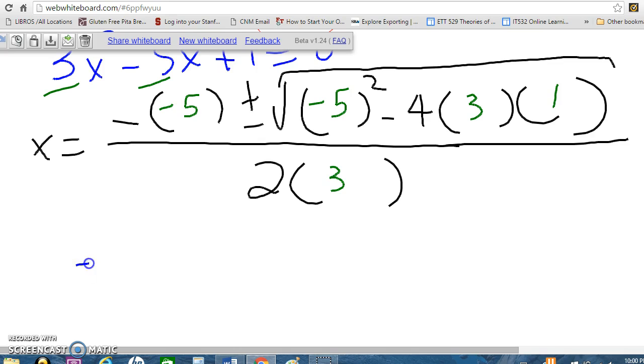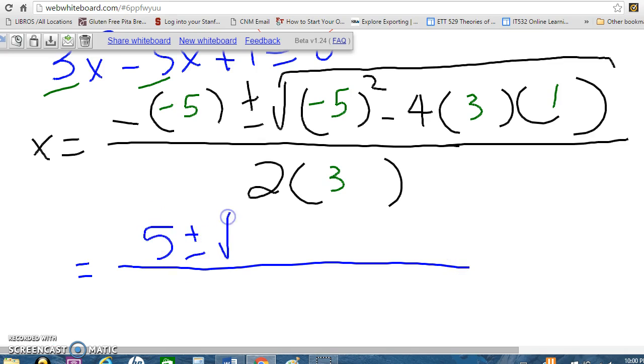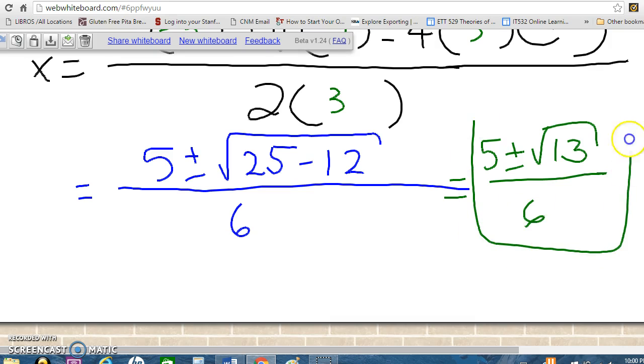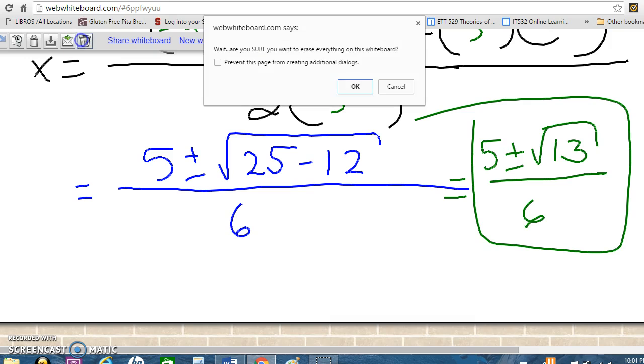So we have that this is the same as having 5 plus or minus the square root of 25 minus 12, all over 6. So then this becomes 5 plus or minus the square root of 13, all over 6. And we are done. And so that's an example of how we do the quadratic formula.